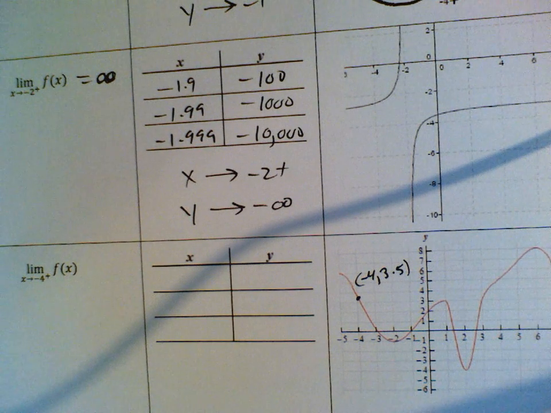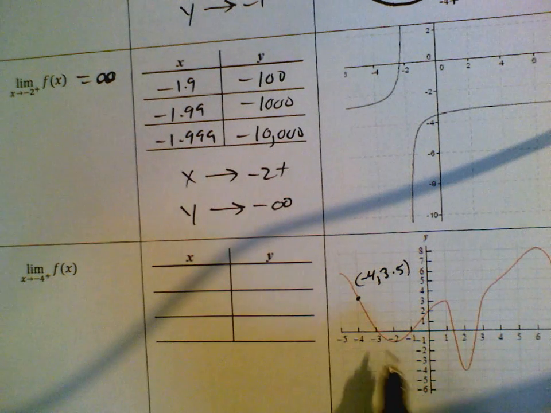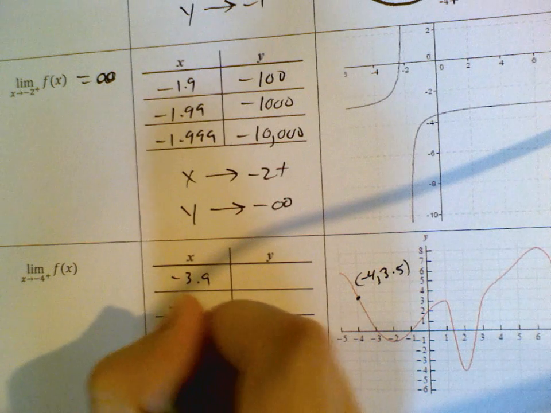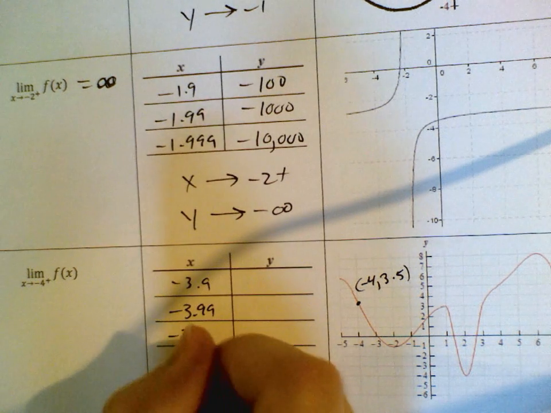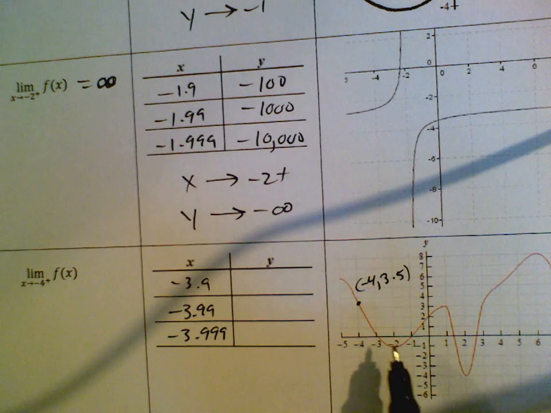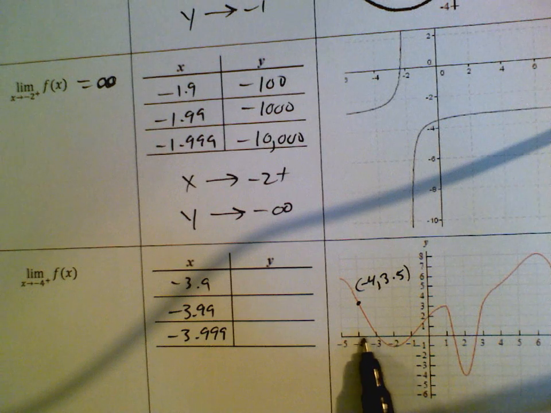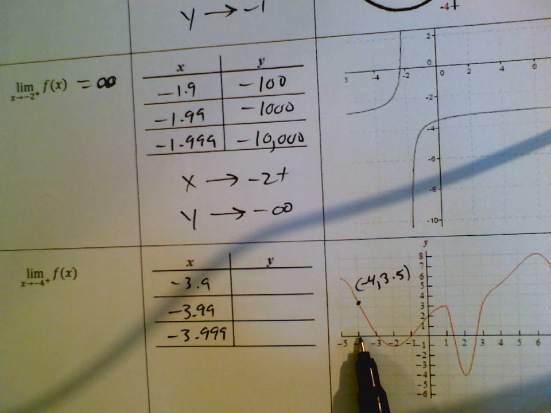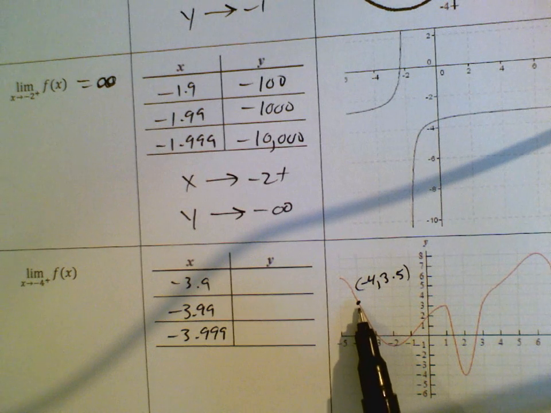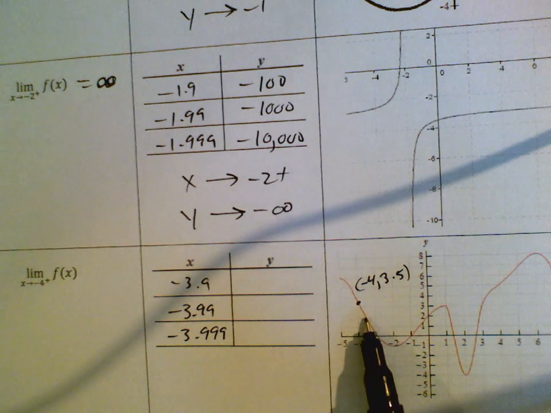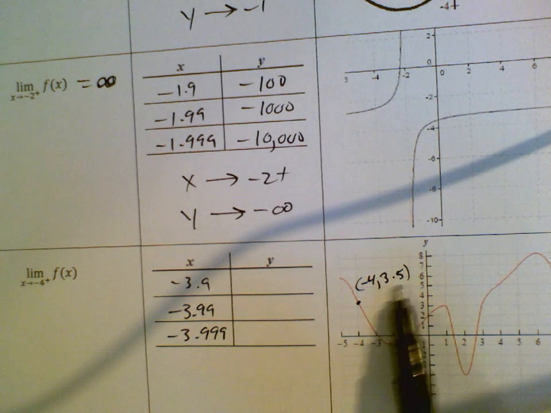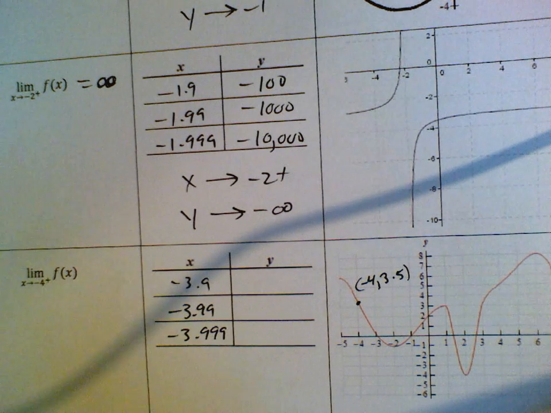Okay, so we're approaching -4 from the right. -3.9, -3.99, -3.999. And notice as my x values get closer to -4, the part on the graph that corresponds to those x values is getting closer and closer to that point. And if I get closer and closer to that point, my y values are getting closer and closer to the y-coordinate of that point, which is 3.5.